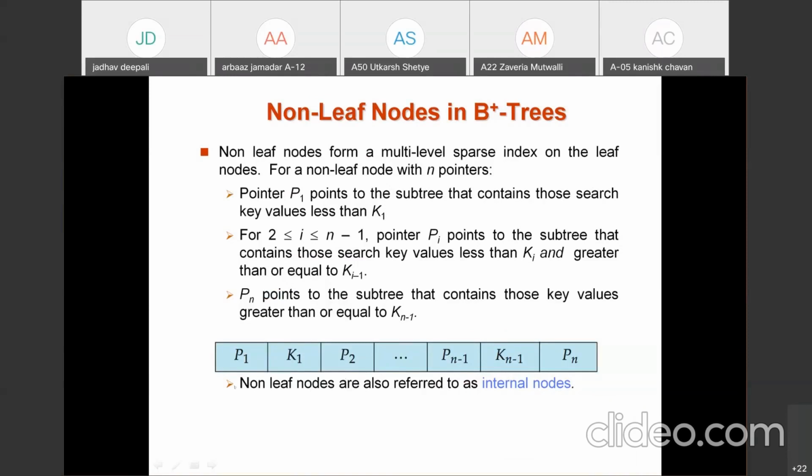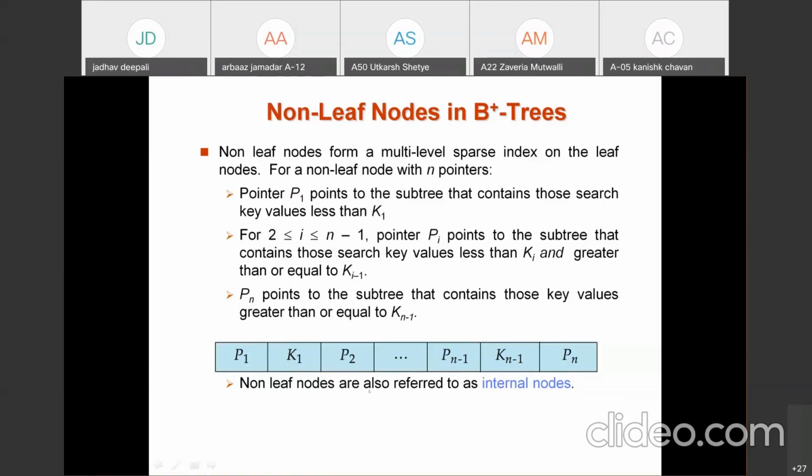Now, what do the pointers P1, P2 to Pn represent? The first pointer P1 points to the subtree that contains the search key values which are less than K1. Again, the pointer P1 points to the subtree that contains those search keys which are less than K1. Suppose it is Mozart, then P1 points to the subtree that contains all the search key values which are alphabetically less than M.